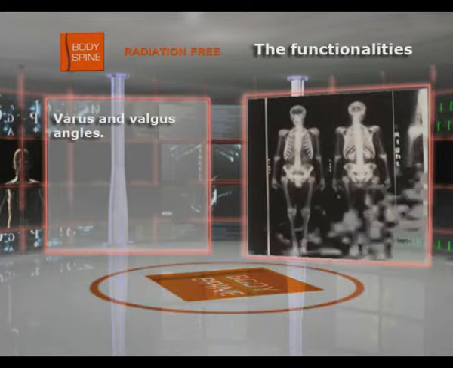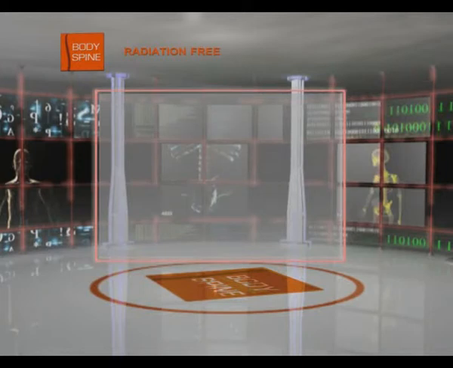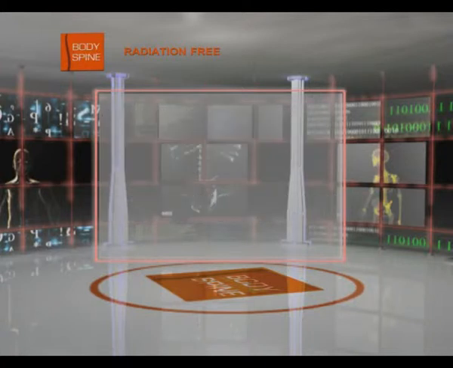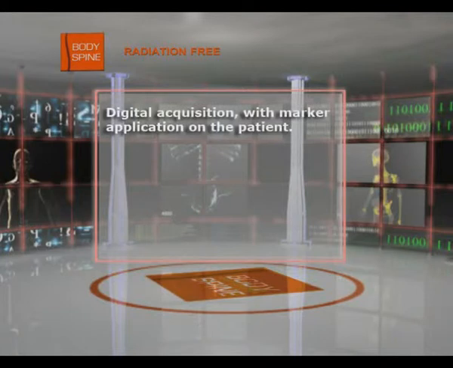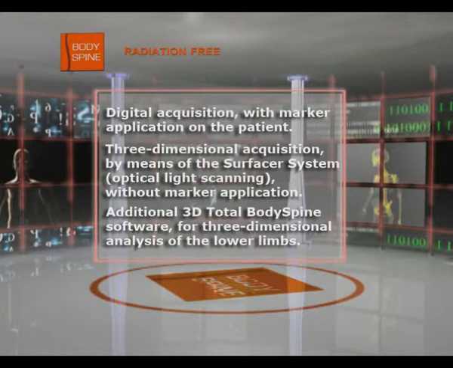As a result, 3D Bodyspine guarantees a saving of time and resources and assures a precise diagnosis without any risk for the patient. 3D Bodyspine is available with the following configurations: digital acquisition with marker application on the patient, three-dimensional acquisition by means of the surfacer system, optical light scanning, without marker application, additional 3D total body spine software for three-dimension analysis of the lower limbs.